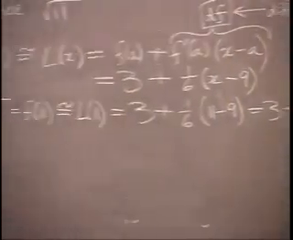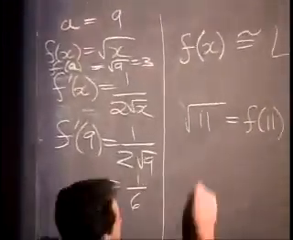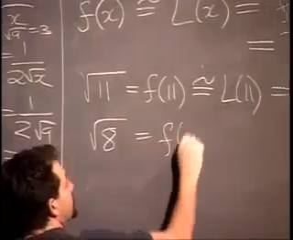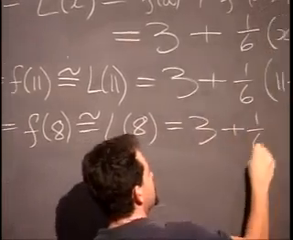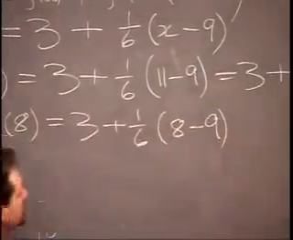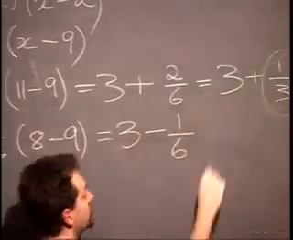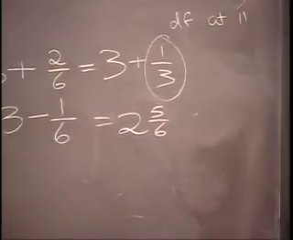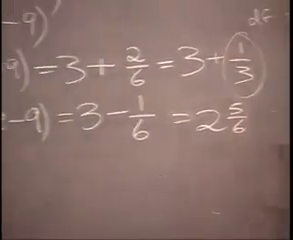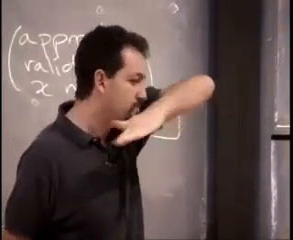Okay? So, by the way, this approximation is not just good for 11. We can take any number that is close to 9. If we repeat the process with 8, you get 3 plus 1/6 times 8 minus 9, which is 3 minus 1/6. Or if you prefer, 2 and 5/6. But this is also evocative. The square root of 8, of course, is a little less than 3. How much less? About 1/6. Not so bad. Not so bad. Again, it's an overestimate because the curve that we want is always below that tangent line.